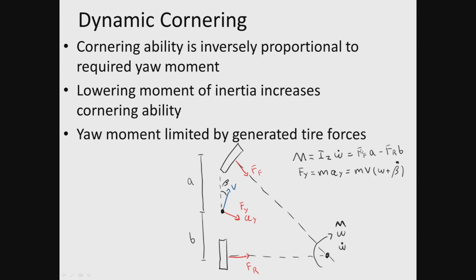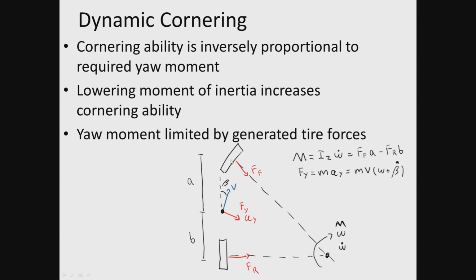And so if we consider that we're limited by how much lateral force we can generate, the tire can only do so much. If we want to take a faster corner, we thus have to decrease our moment of inertia here. And then we also have the force balance. So we have the moment balance up top and the force balance down here, which is the mass of the car times the centripetal acceleration. And if we want to break that down further, we get the mass of the car times the linear velocity multiplied by the angular velocity plus the rate of change of slip angle of the vehicle.